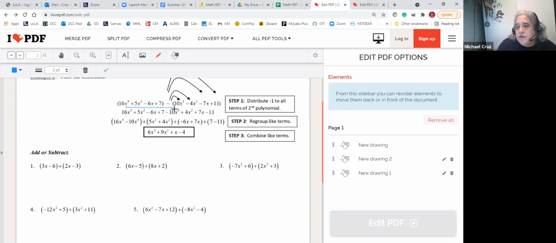See, this one and that one are alike. This one and that one are alike. These two are alike. And the last one, each one of these, they have one to match up with.